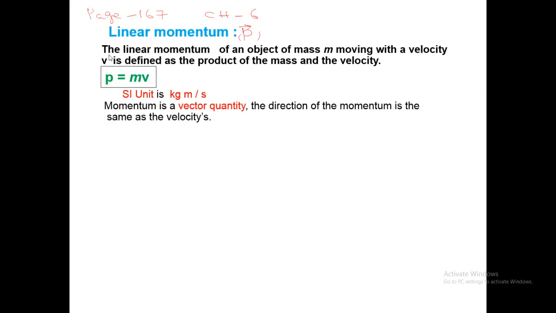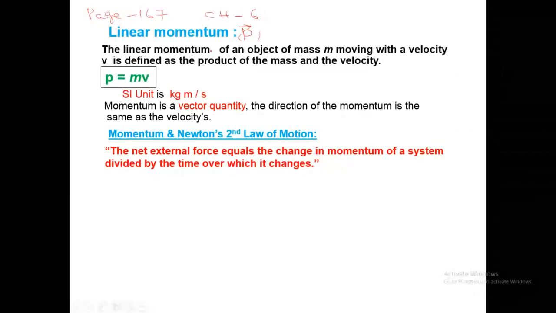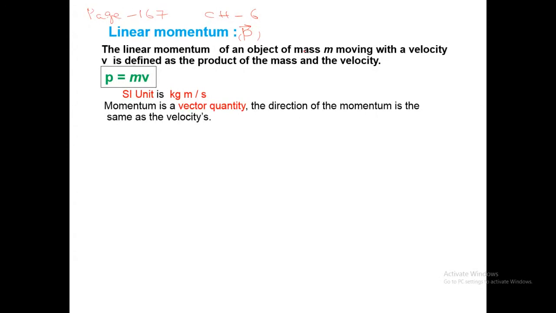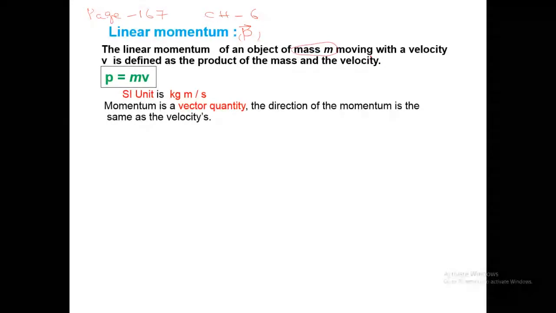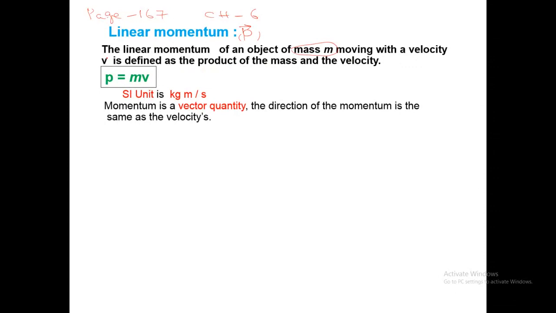So the letter P we use for momentum, or the linear momentum we call it. The linear momentum of an object of mass m moving with velocity v is defined as the product of the mass and the velocity. You see, this is the mass, which is scalar, and velocity is a vector. So momentum is also a vector quantity.